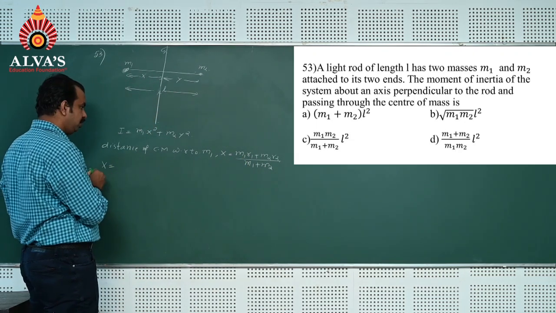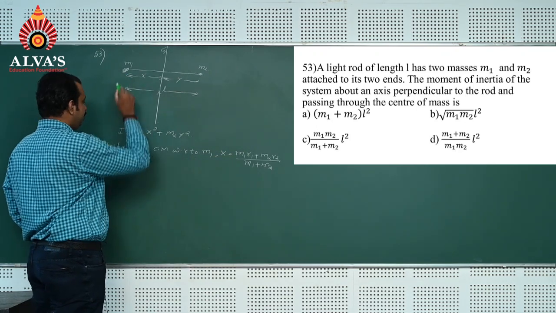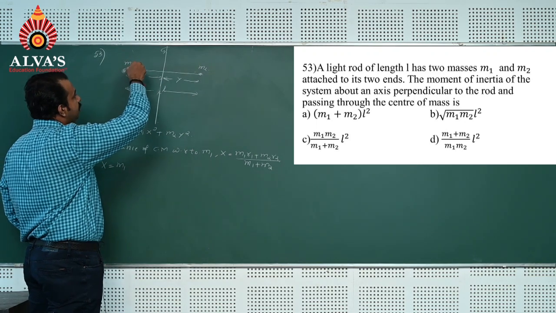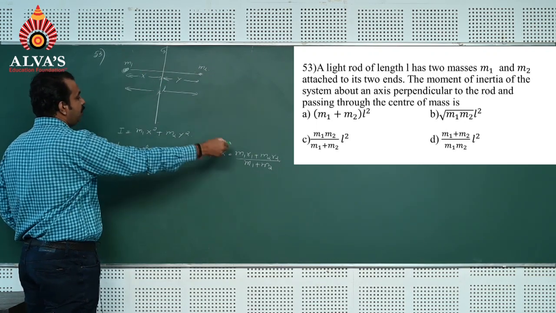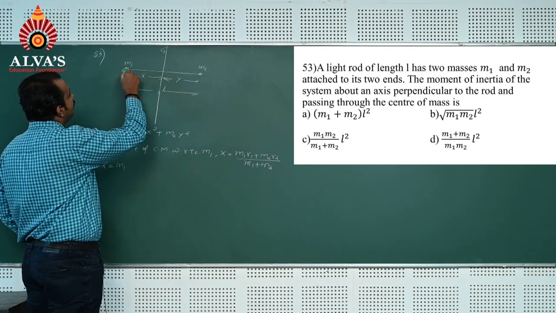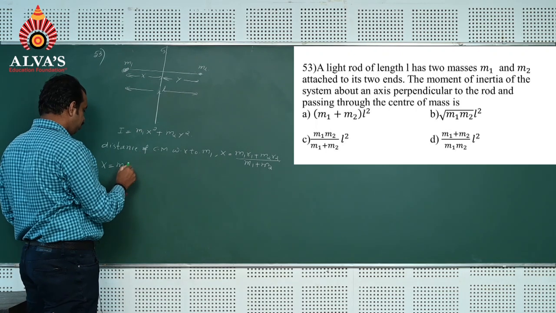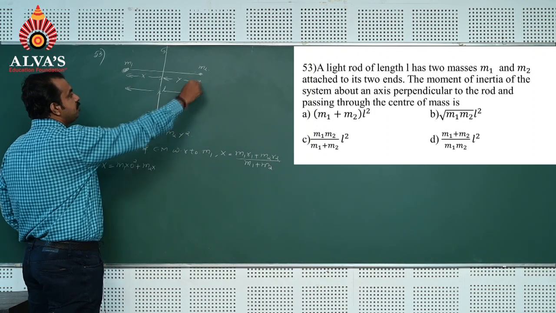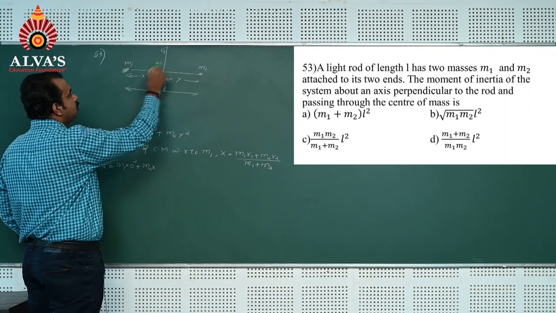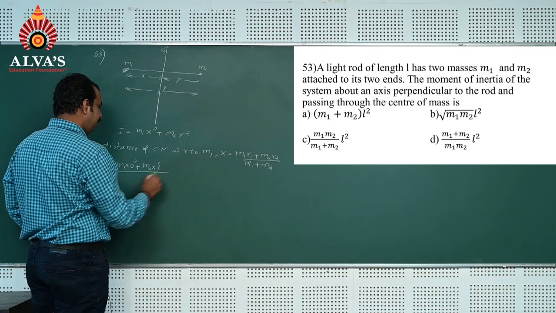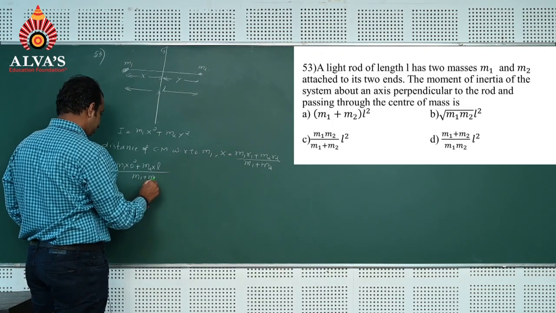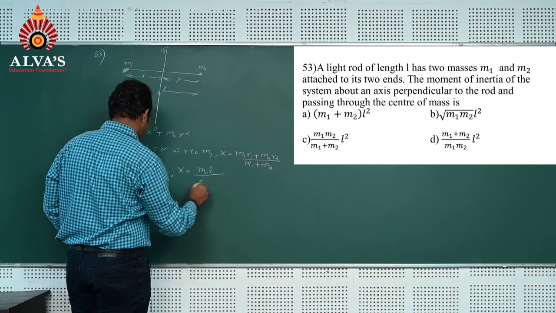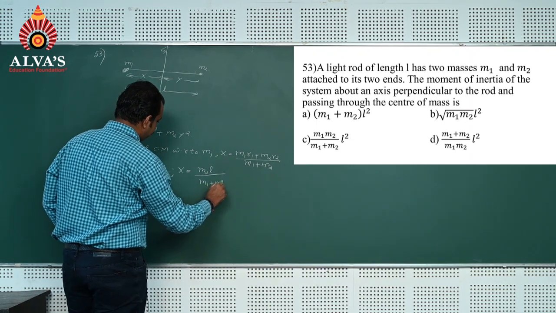That is x equal to m1 into r1, where r1 is the distance of this mass with respect to m1, so r1 is 0, plus m2 into r2, where r2 is the distance of this mass with respect to m1, so this distance is L, divided by m1 plus m2. That is x is equal to m2 into L divided by m1 plus m2.